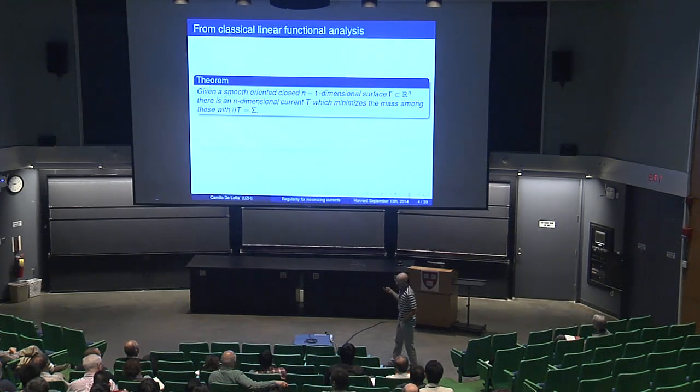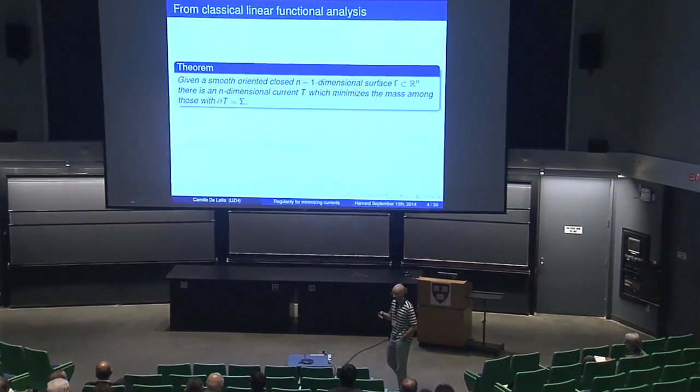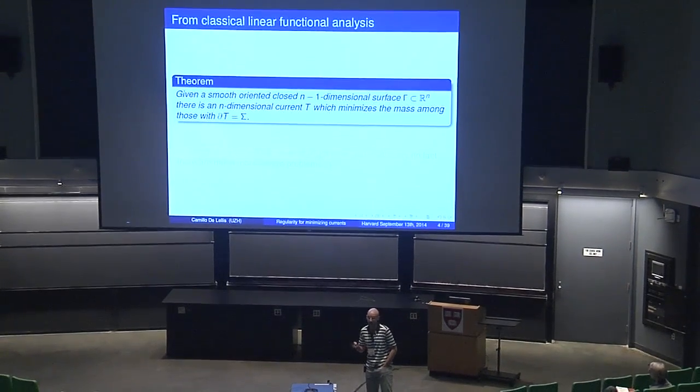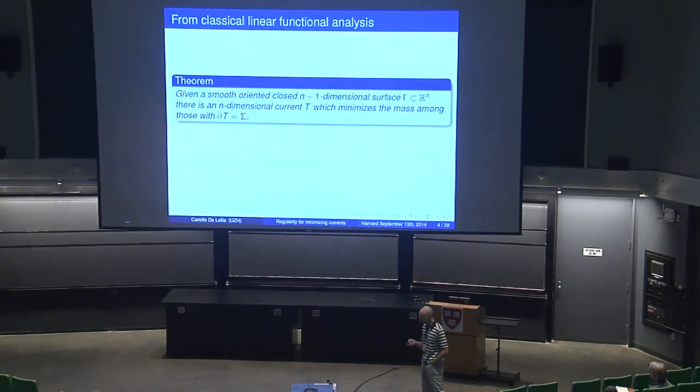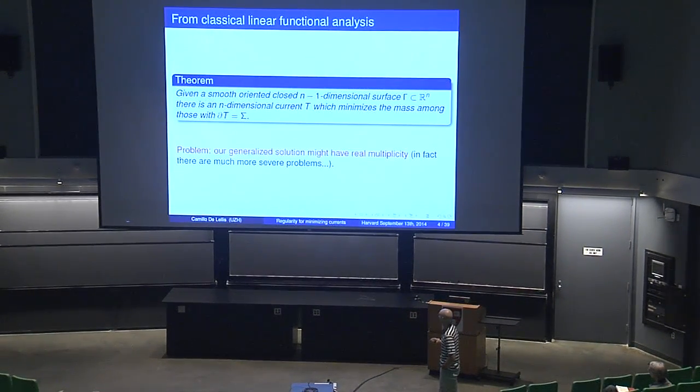It's actually very easy to show then that there exists a minimizer in this context. It's very easy because it's essentially basic functional analysis. You are in a linear space. You have a functional which is defined on the linear space, and it's convex. You have enough compactness by abstract theory, and there's a minimizer.